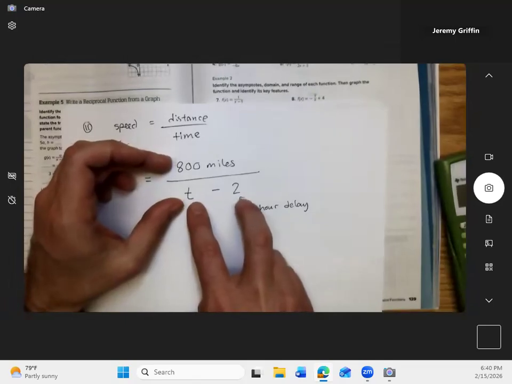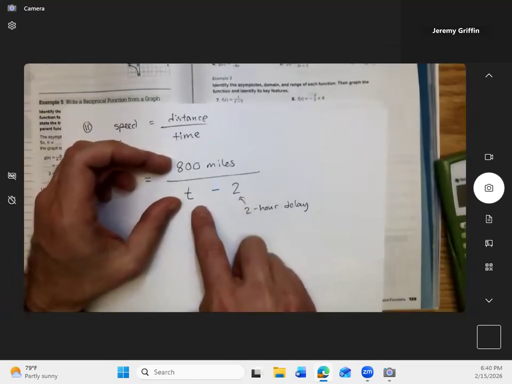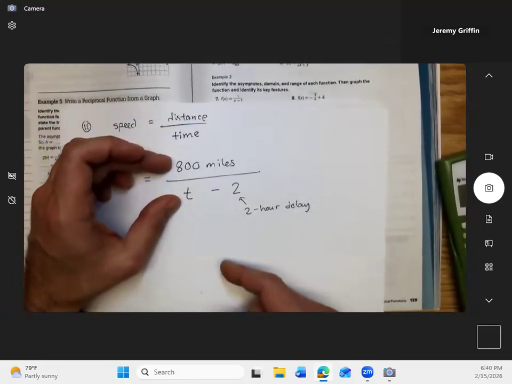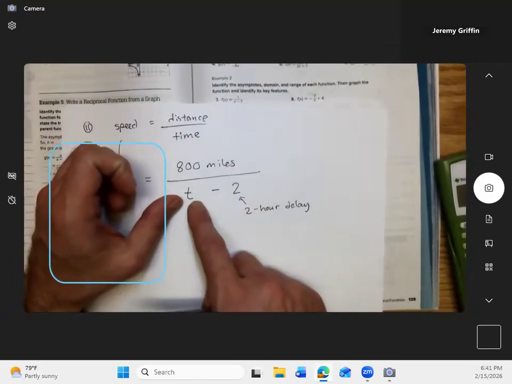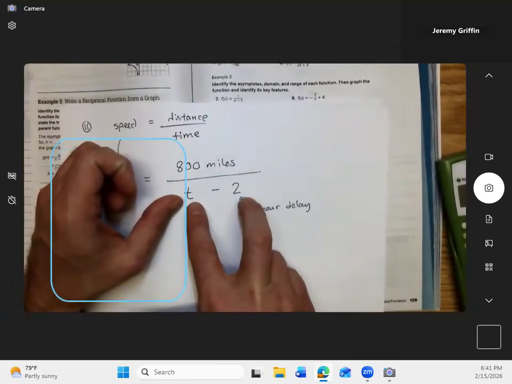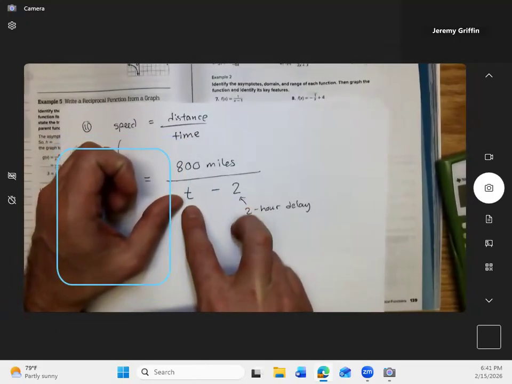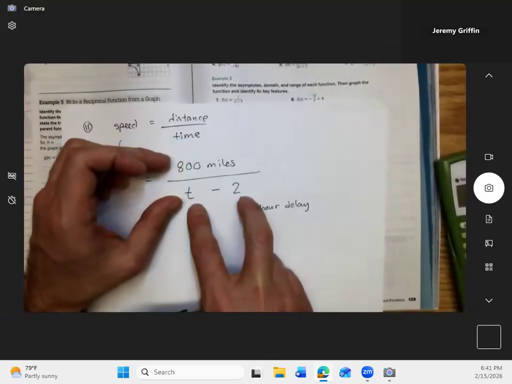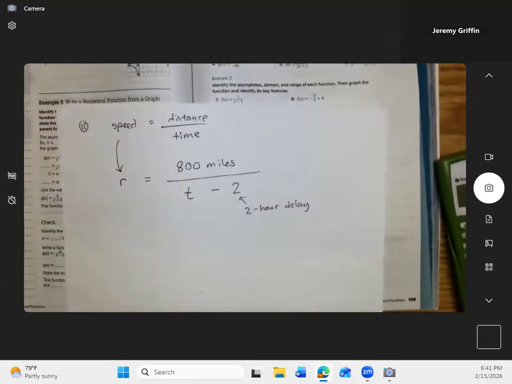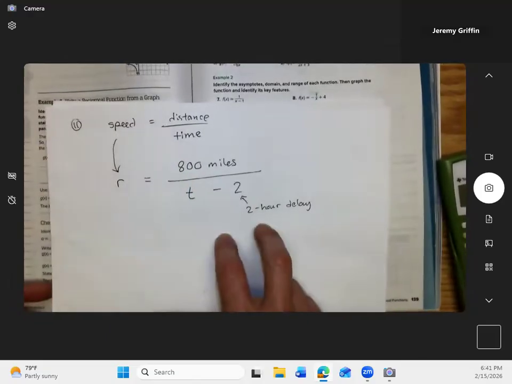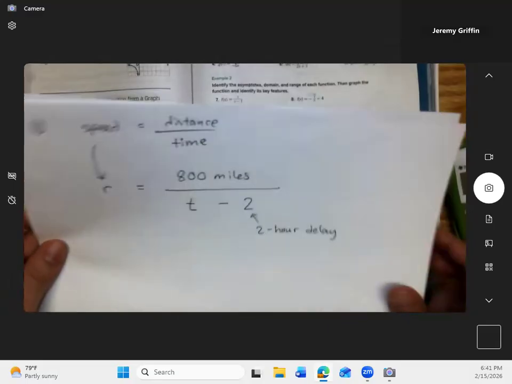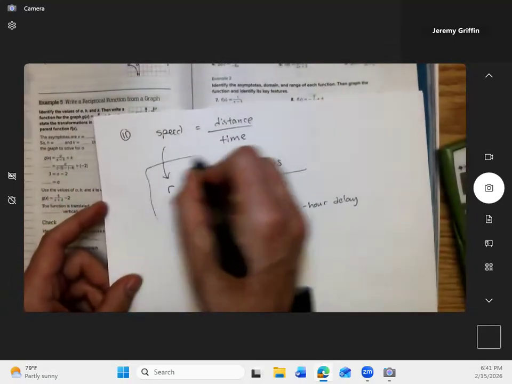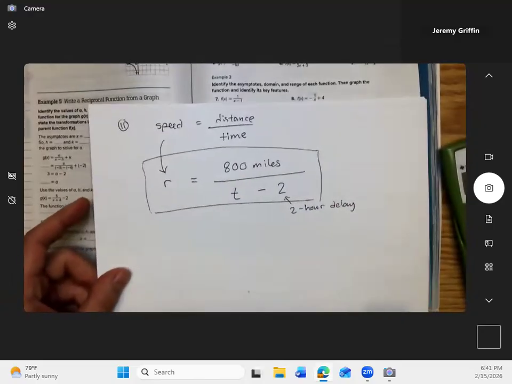If it took the plane 1 hour of flight to reach Chicago, then that would be 3 hours after the departure time. So you say 3 hours after the departure minus the 2 hour delay. It's only been in the air for a single hour. And so it's going 800 miles per hour on average. So yeah, I think that's what I'm going to go with. I checked the teacher's manual too, and they have that equation. So I think they're going with the same interpretation that I am. So we'll go with that.